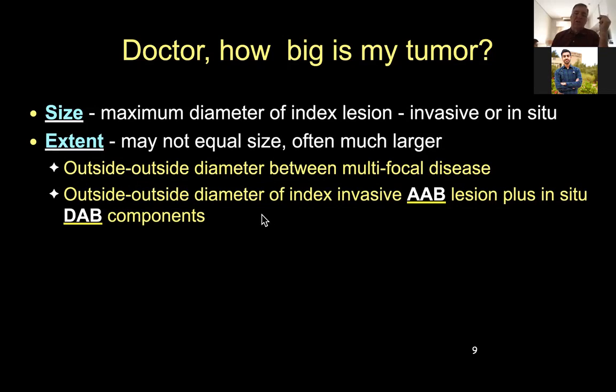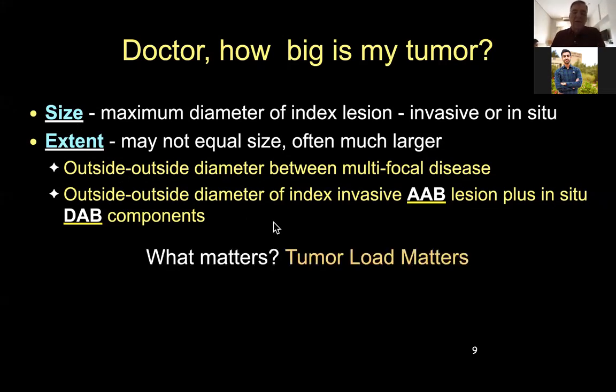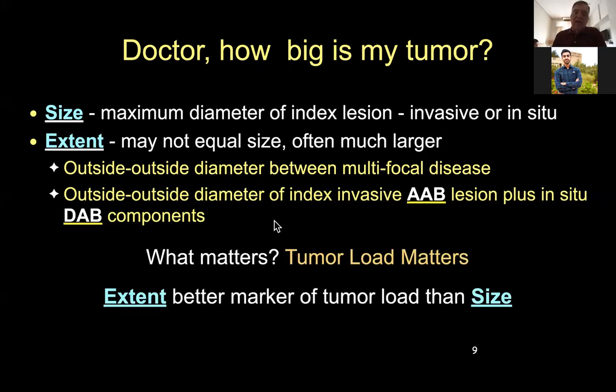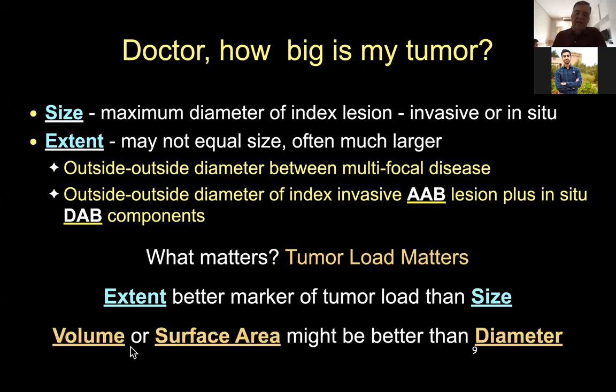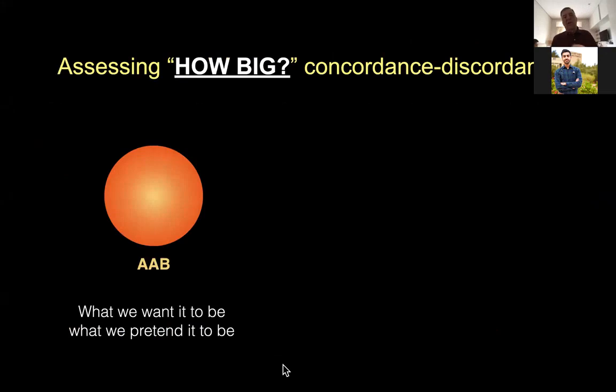If it's a mixture of AAB and DAB, invasive and DCIS, the extent is going to include the maximum diameter of the invasive lesion, which is the size, but it's also going to include all the DCIS components. So what really matters is the tumor load, and extent is a better marker of tumor load than is size. And in fact, one advantage of MR is that it can give us volume or surface area. That's a little hard to get from ultrasound, but volume and surface area probably are better estimates of the tumor load than our diameters.